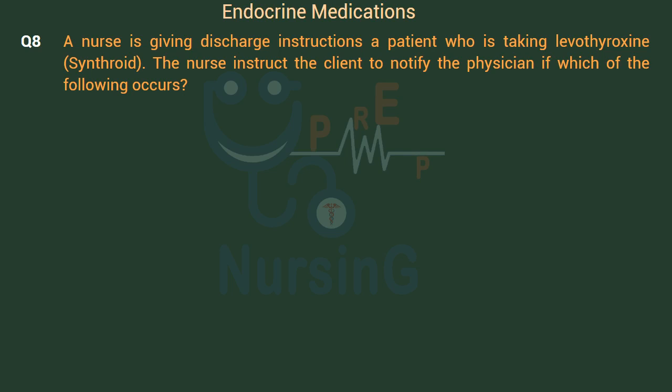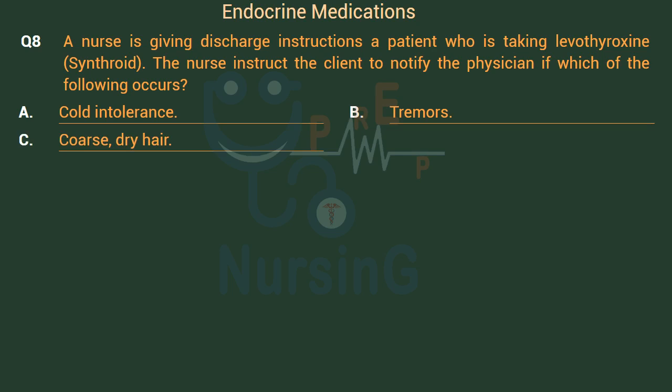A nurse is giving discharge instructions to a patient who is taking levothyroxine, Synthroid. The nurse instructs the client to notify the physician if which of the following occurs. Option A. Cold intolerance. Option B. Tremors. Option C. Coarse, dry hair. Option D. Muscle cramps. Right answer is Option B.